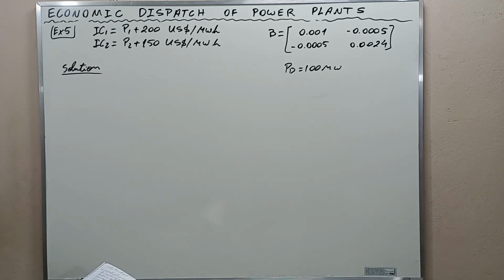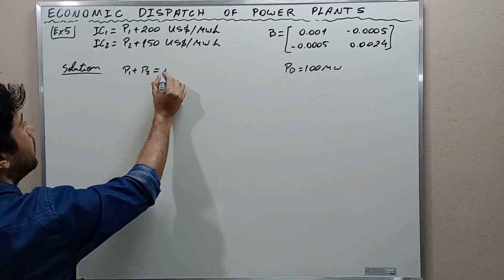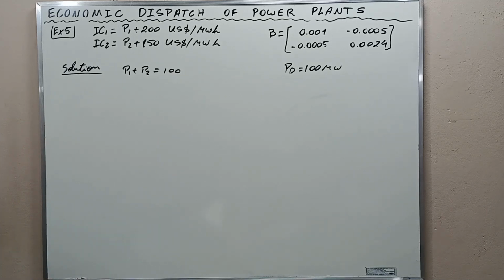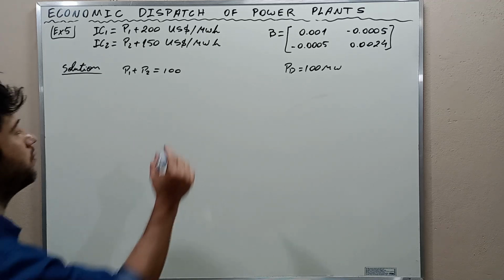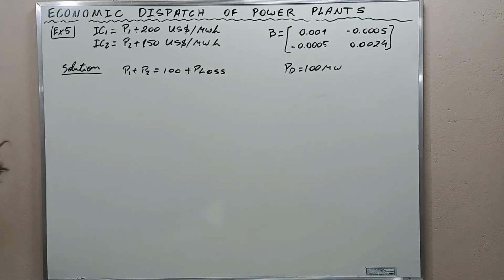As the exercise stated, the load demand is 100 megawatts, then the power plants have to supply this demand and deliver power to this load. But now, differently than exercises 1, 2, 3, and 4, we are going to consider losses. Then we have to account for the losses. So this is the exercise, my friends.